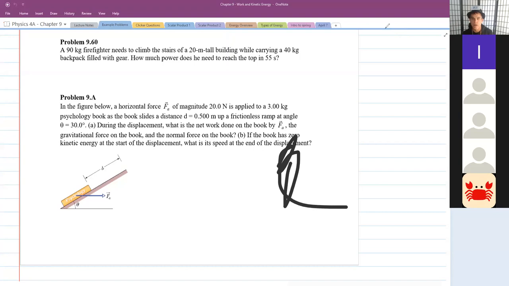Annotate, let me clear all drawings. Okay. Go back to mouse.